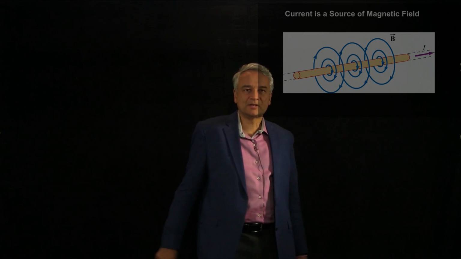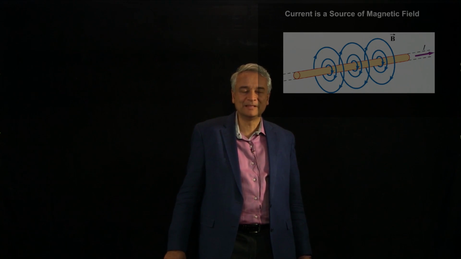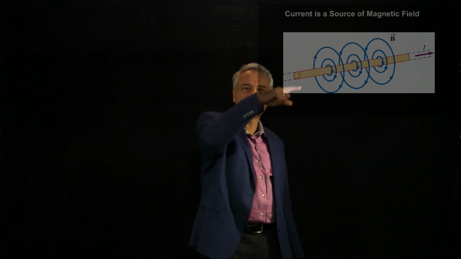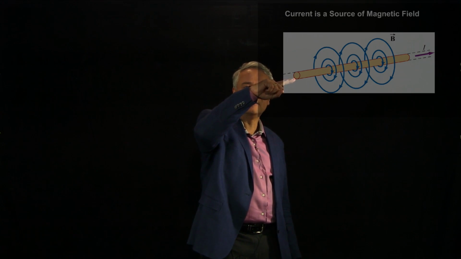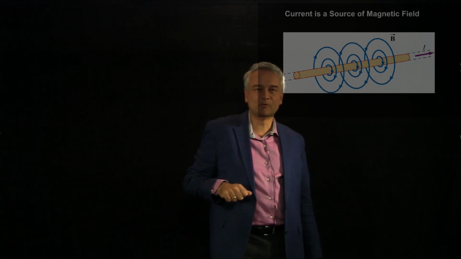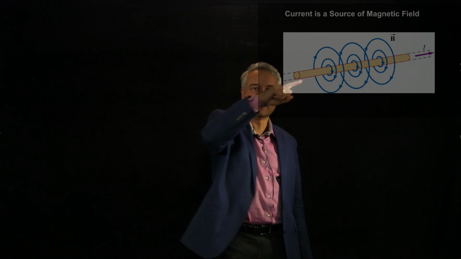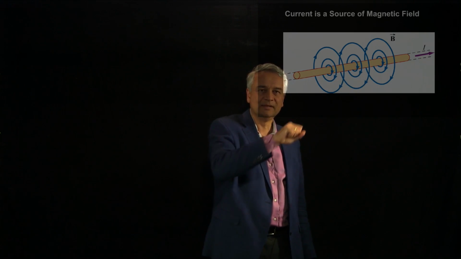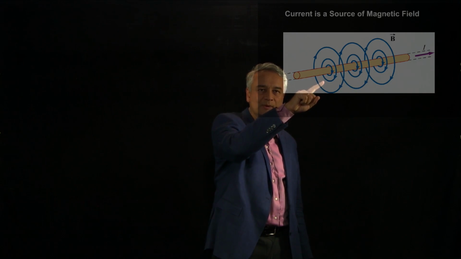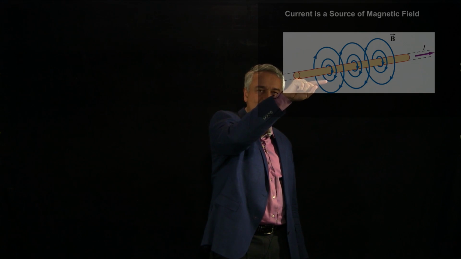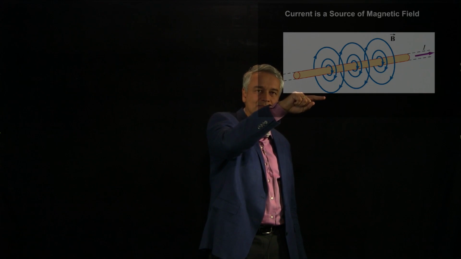So if we compare and contrast the electric force to the magnetic force, imagine that instead of carrying a current, this wire had a charge density along it. Then it would be a source of electric field, and the electric field points radially outward, away from the wire, or radially inward, towards the wire. It doesn't point around the wire.